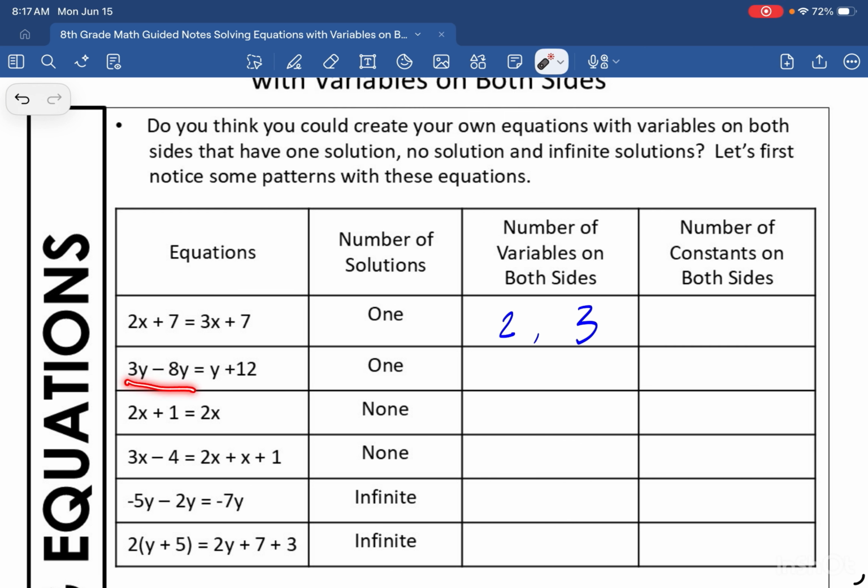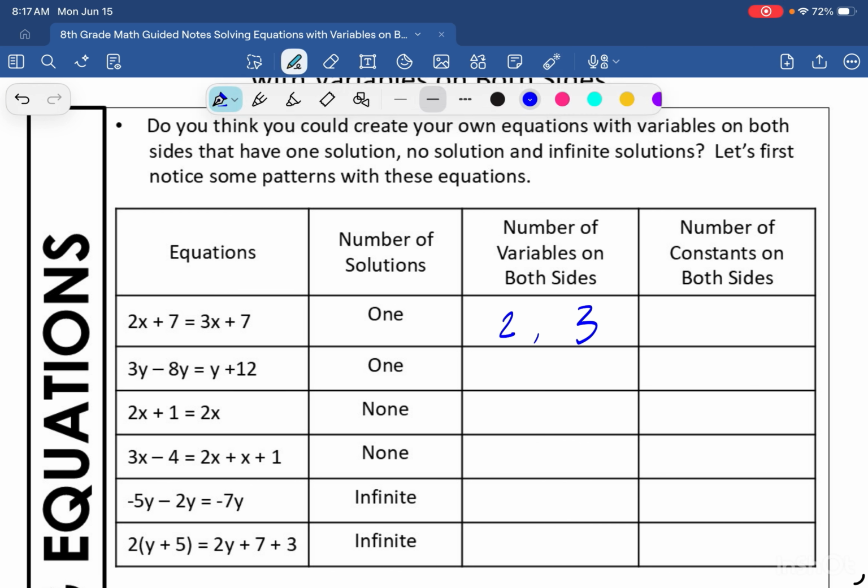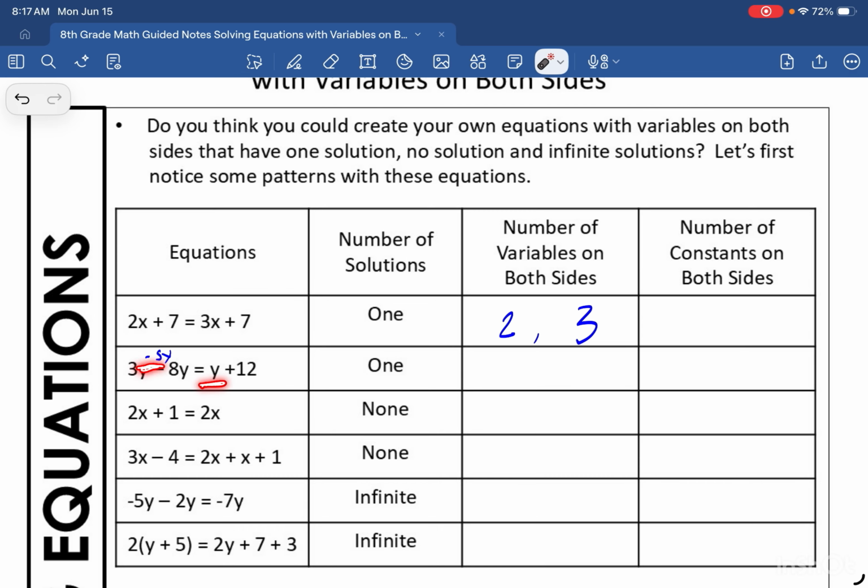This equation right here, I'm going to simplify first. So 3y minus 8y is a negative 5y. So I have negative 5 on one side and 1 on the other side. Let's look at this equation. So I have 2 variables on this side and 2 variables on the right side.